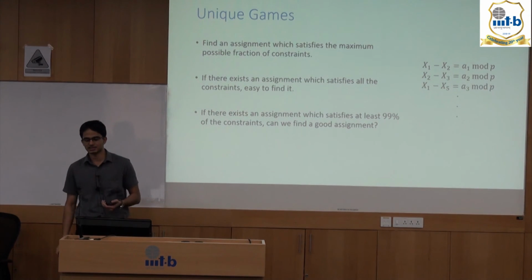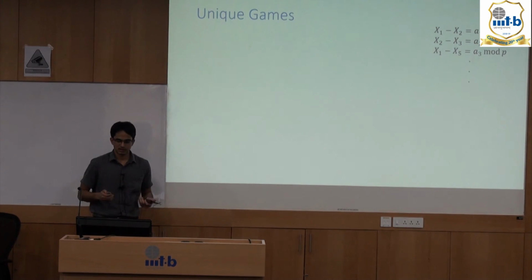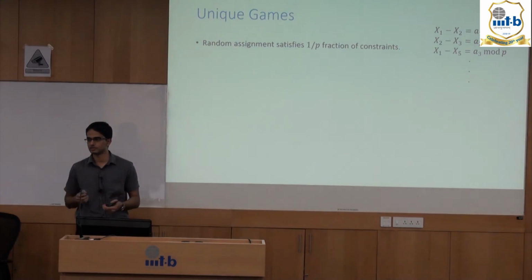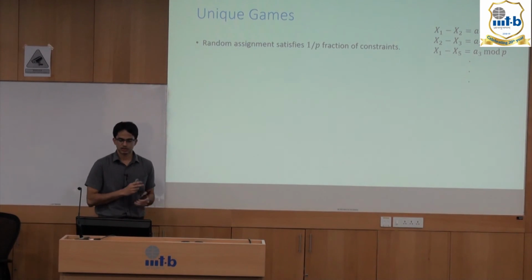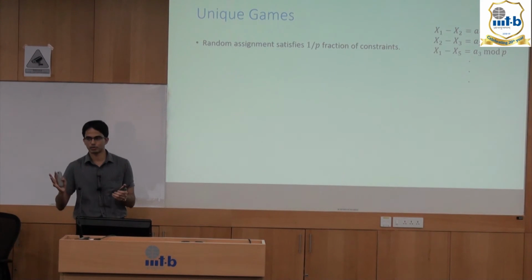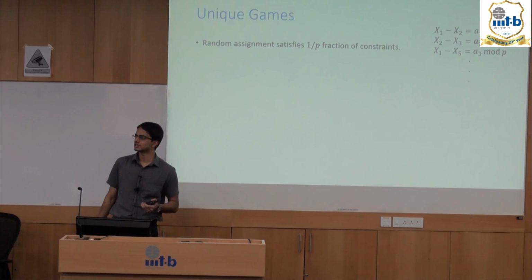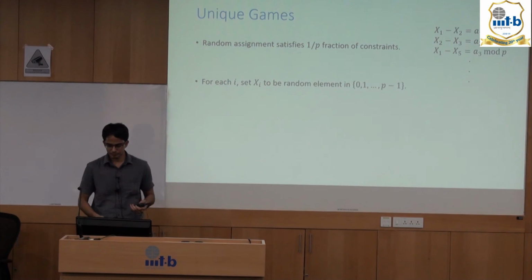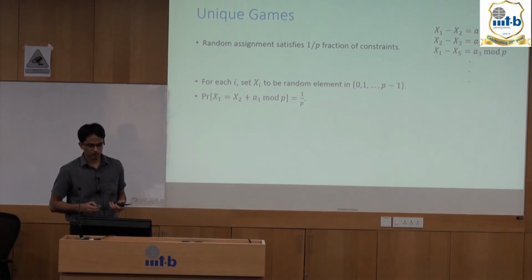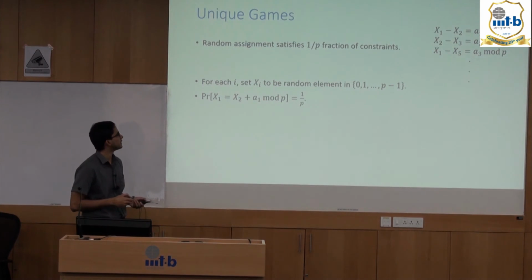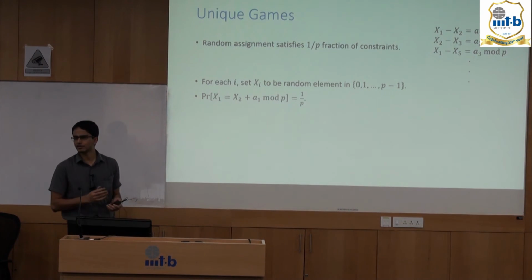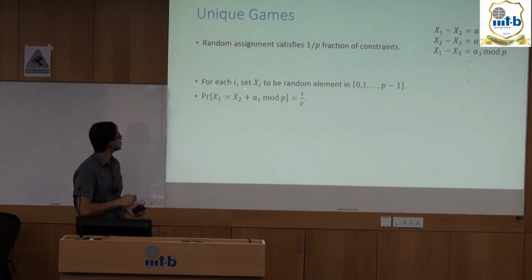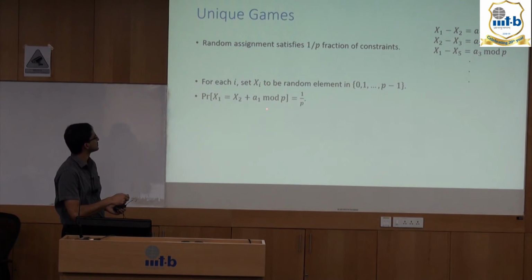Okay, so let's try the other things that we saw. Let's try to do a random assignment algorithm. Our values are 0, 1, 2 up to p minus 1. So for each xi, we assign it a random value from this set. In such a case, we'll satisfy 1 over p fraction of the constraints, right? So we'll do the same analysis as before. The probability that any constraint is satisfied is going to be 1 over p.